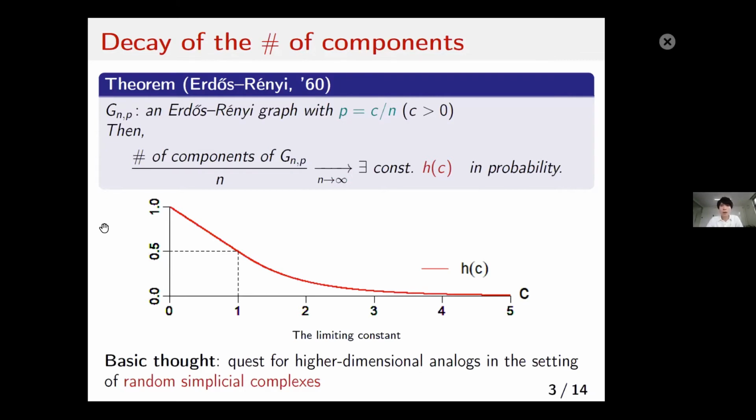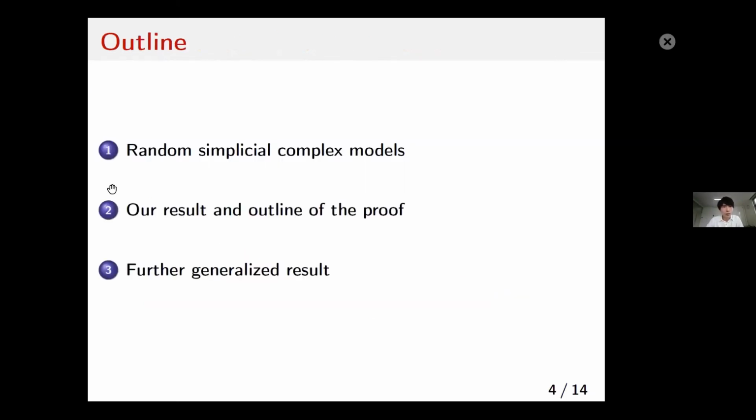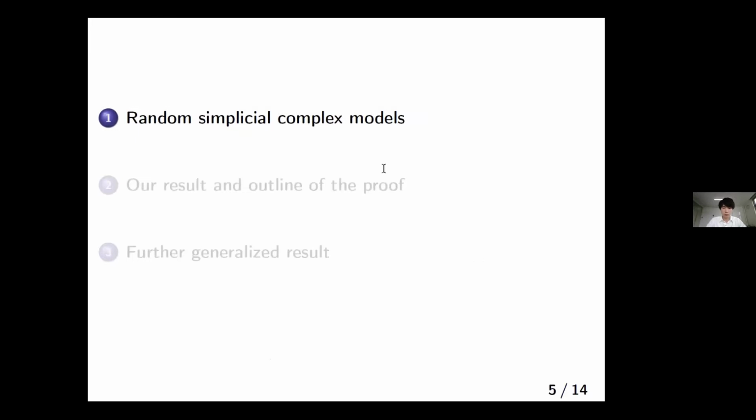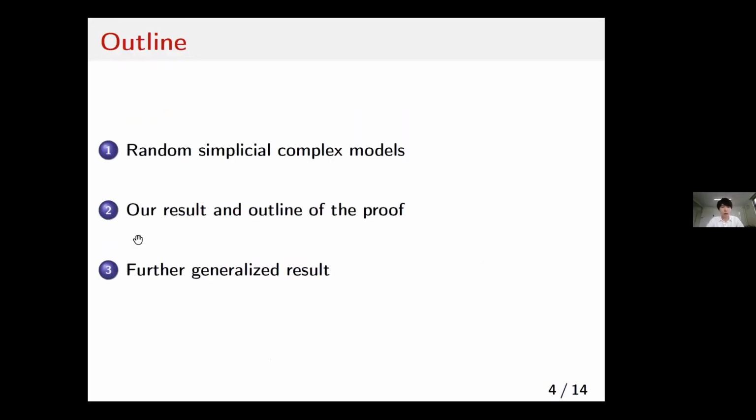Here is just a quick outline. We start by introducing some random simplicial complex models and discuss the asymptotic behavior of their Betti numbers. Then I will state our result and give an outline of the proof. Once we understand our approach, we can go through further generalized results.